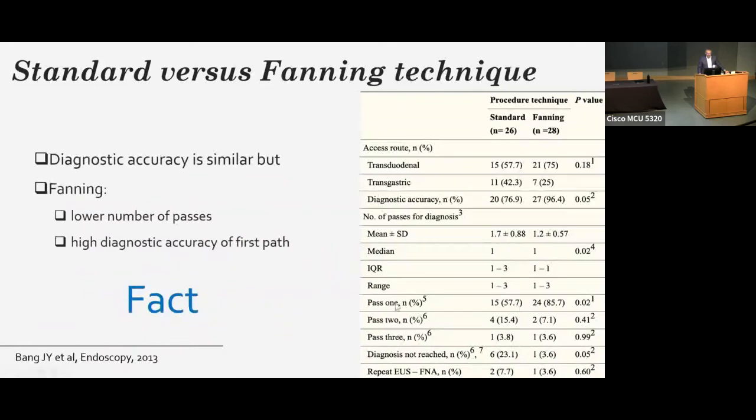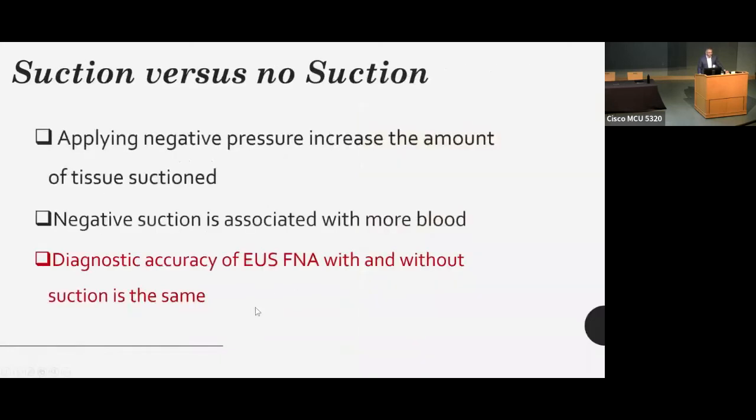And look here at the first pass accuracy. If you do the fanning technique, it is 85% versus 57%. At the end, you can take more passes and you get to the same result. So the diagnostic accuracy would be the same. But if you use fanning technique, you have a lower number of passes and high diagnostic accuracy of the first pass. So fanning technique is good. We should use it. Then the next thing, suction versus no suction.